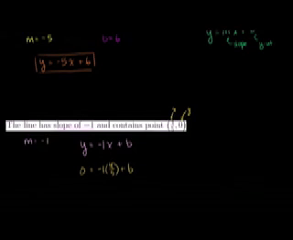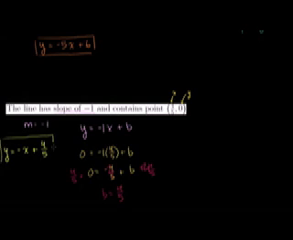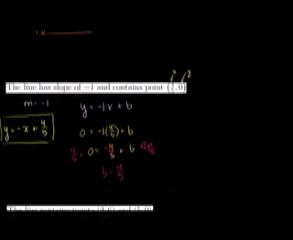Let me scroll down a little bit. So let's see. We get 0 is equal to -4/5 plus b. We can add 4/5 to both sides of this equation. And the whole reason I did that is so that it cancels out with that. And you get b is equal to 4/5. So we now have the equation of the line. Y is equal to -1 times x, which we write as -x, plus b, which is 4/5. Just like that.